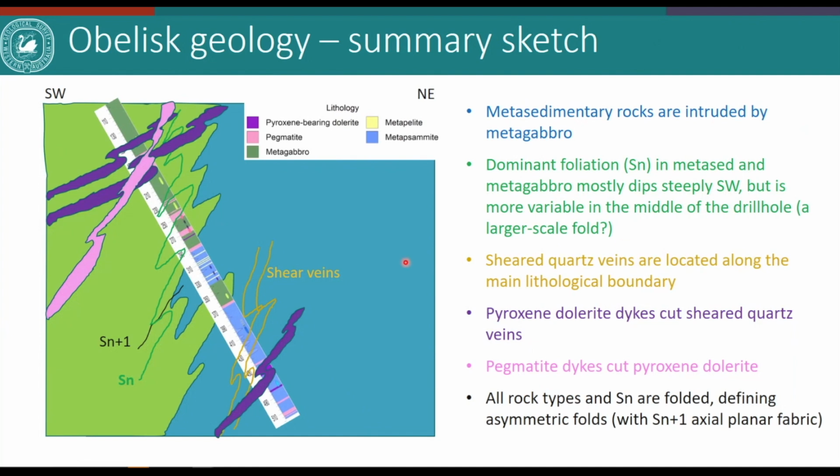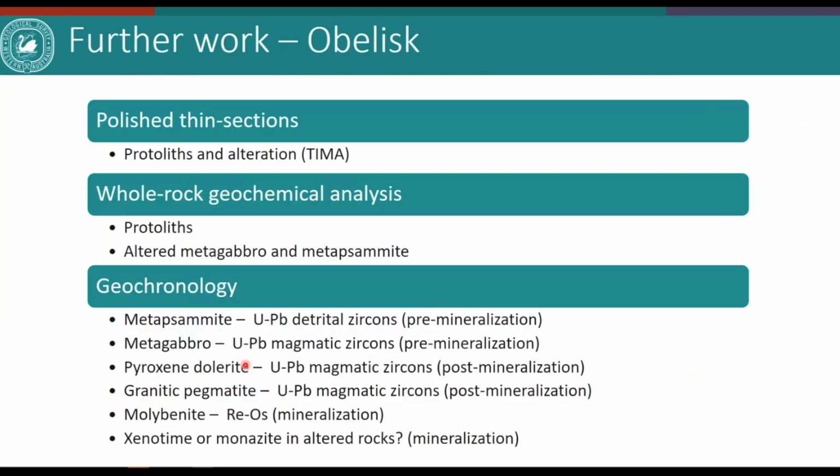Summarized here in this sketch, the first event is the formation of metasedimentary rocks in blue, which are intruded by the gabbro. Folding of this contact and these rocks formed a pervasive foliation, which is the S1, and that dips deeply to the southwest. Mineralized quartz veins occur within both rock types as shear veins. Dolerite dikes cut the gabbro and sedimentary rocks, and they are in turn cut by the pegmatite. Later folding resulted in folding of all these rock types, including the shear veins.